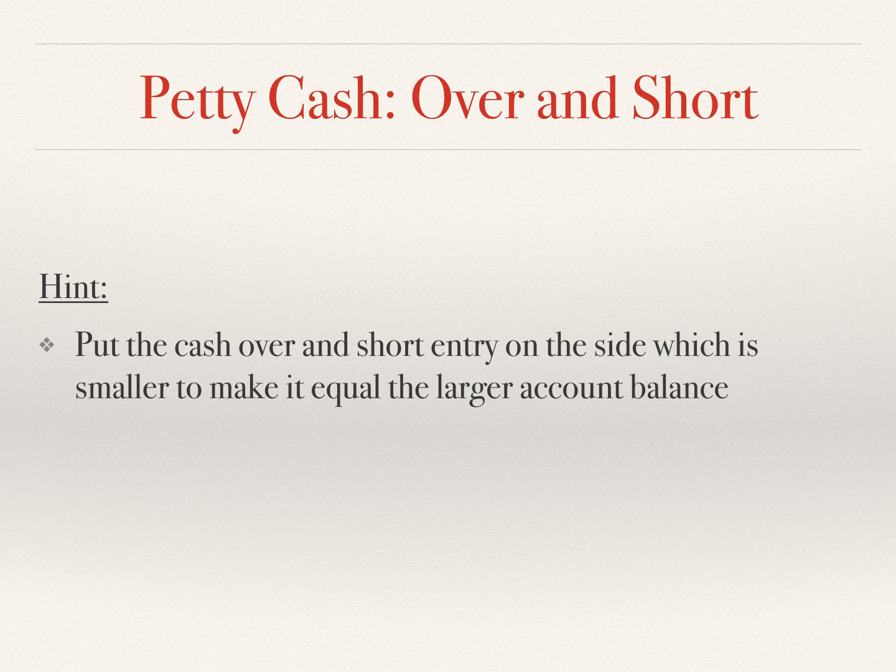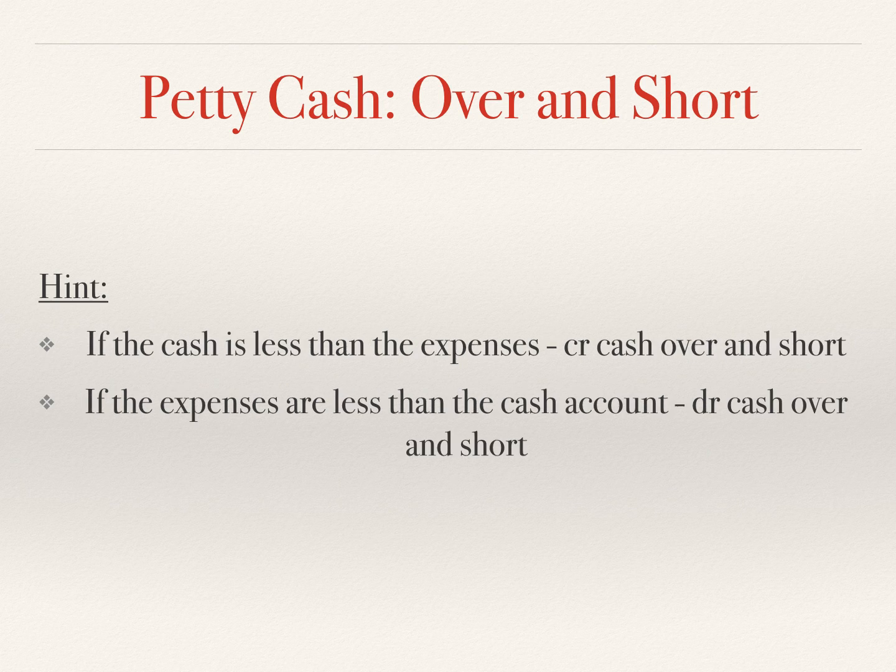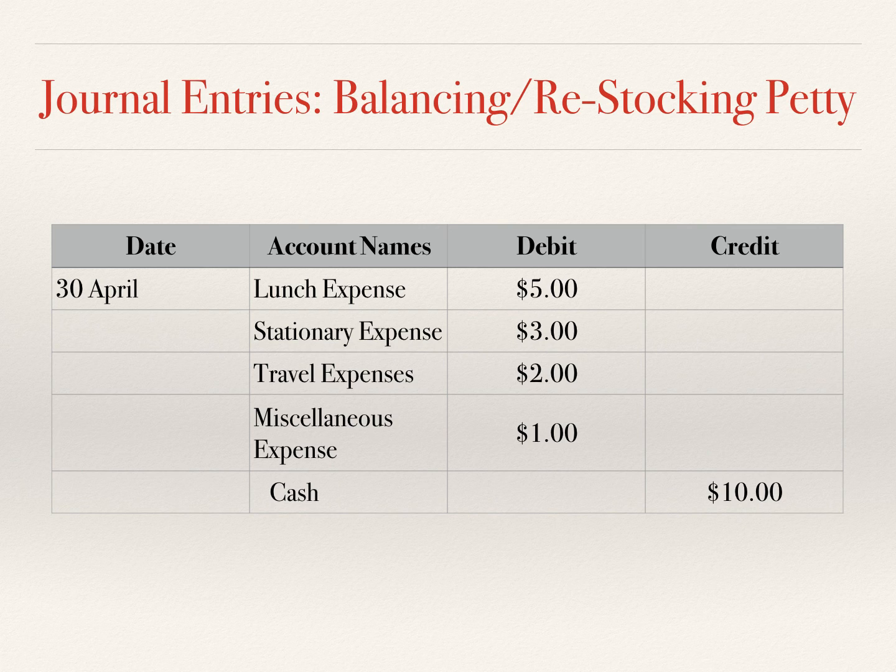Petty cash over and short is used to ensure the petty cash balance is always brought back to the original balance. A simple way to remember this is to put the over and short entry on the side that is smaller than the other side. What this means is that if the cash is less than expenses, put the cash over and short entry with the cash, and if expenses are smaller than the cash amount, put the cash over and short entry with the expenses.